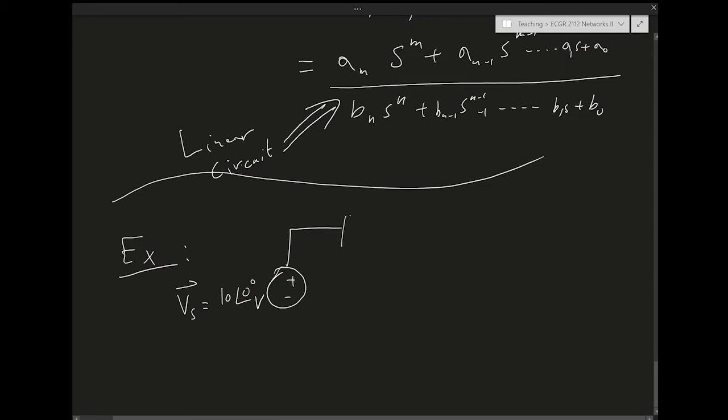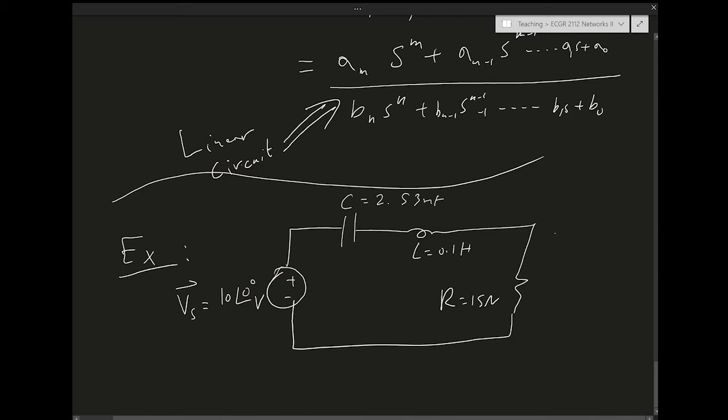So this is the circuit, a simple circuit. It's a capacitor of 2.53 millifarad, an inductor of 0.1 henries, and then a resistor of 15 ohms. And I'm interested in figuring out what VO is going to be as a function of the frequency. What VO is going to be as a function of J omega or S. And VS is allowed to vary with frequency. So it sweeps, dependent on frequency, J omega, which means it depends on S. It's not a fixed frequency signal.